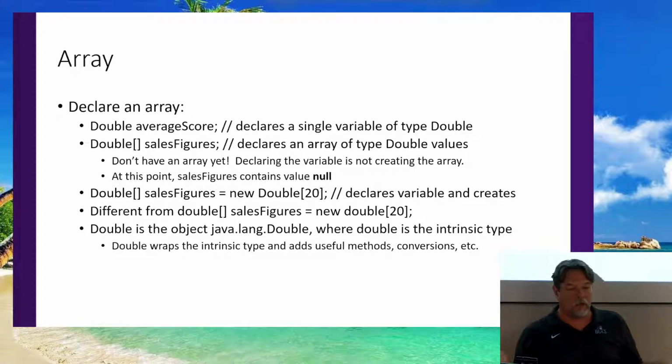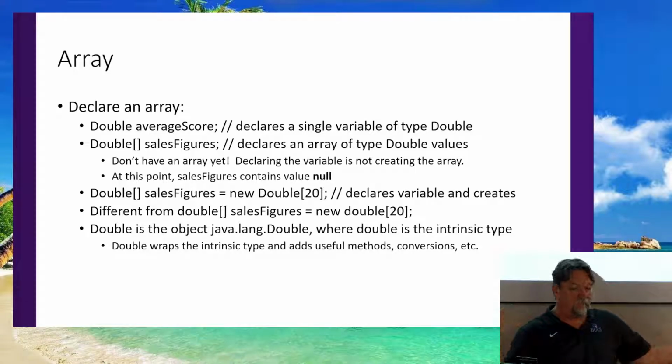If a double is, what is it, 6 or 8 bytes? I forget. Somebody refresh my memory. The size of a double. Let's say it's 6 bytes. So I'm going to have 120 bytes of continuous memory all in one block allocated for this. Right? An integer is easier because an integer is 4 bytes. Then I'd have 80 bytes of contiguous memory allocated for this array.